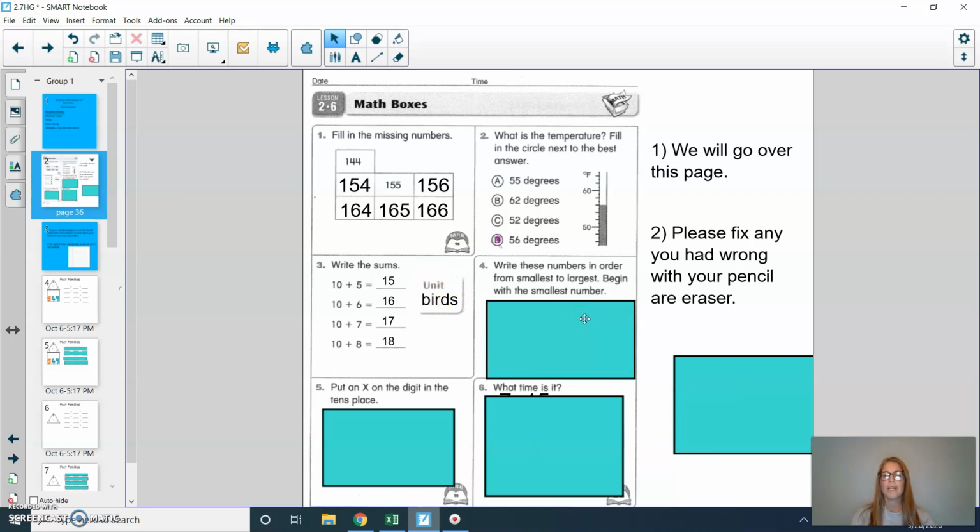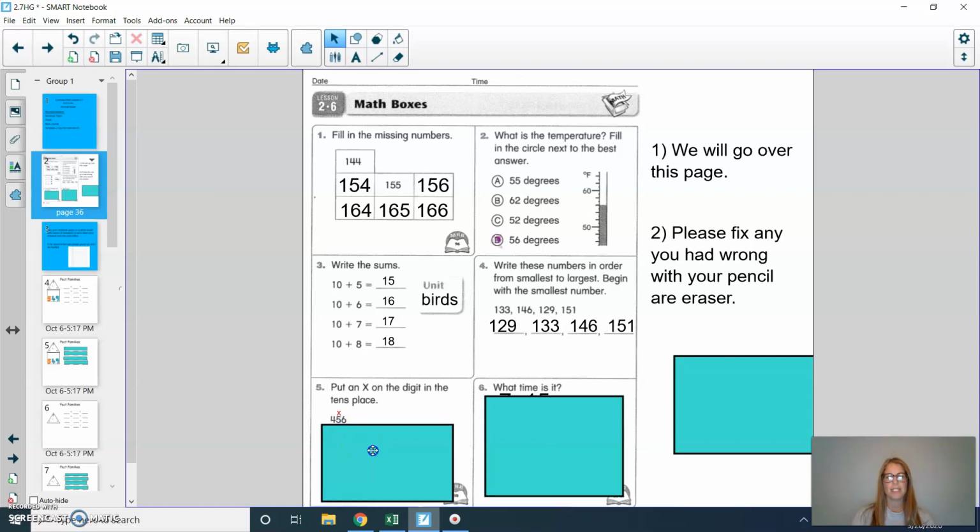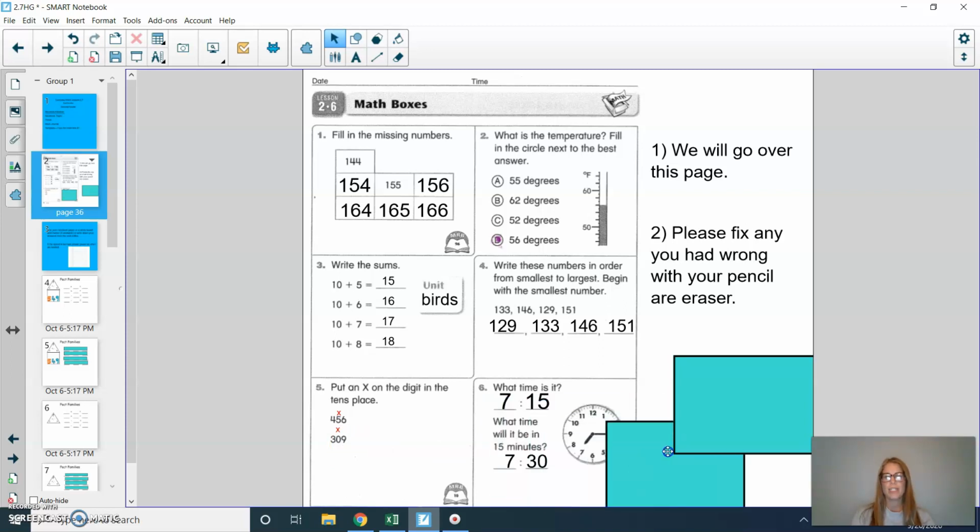For question 4, write these numbers in order from smallest to largest. Begin with the smallest number. So 129, 133, 146, and then 151. For question 5, put an X on the digit in the tens place. In the number 456, your X should have been either on the 5 or above the 5, but that middle number right there in 456 is my tens digit. And in the number 309, my X should have been on the 0 or above the 0 for the tens place.